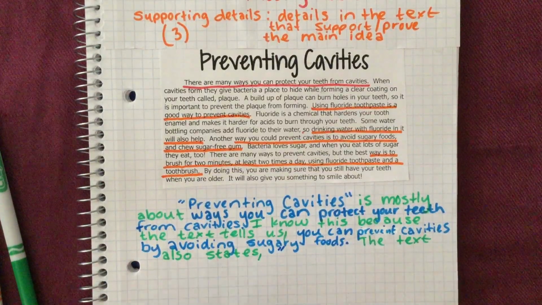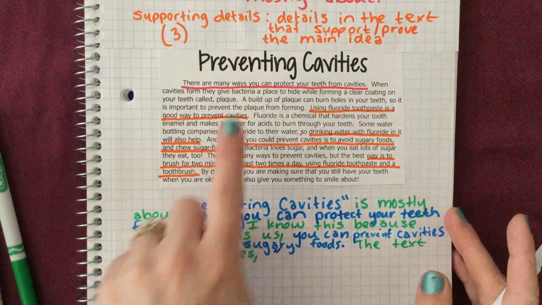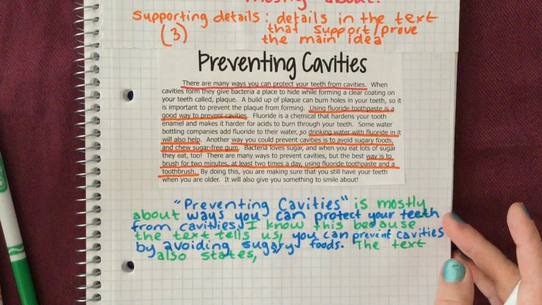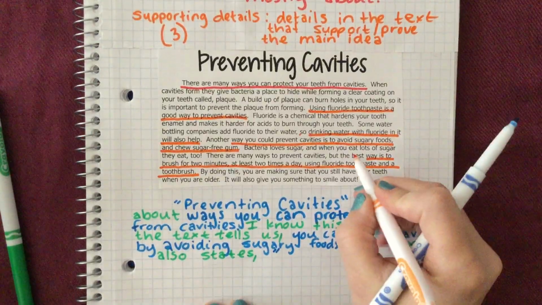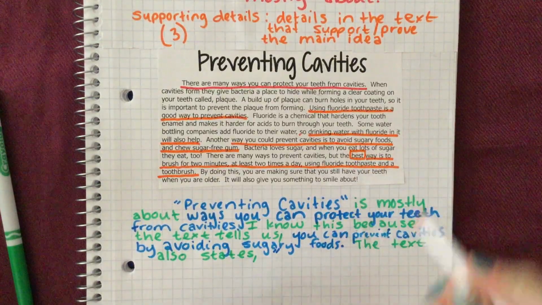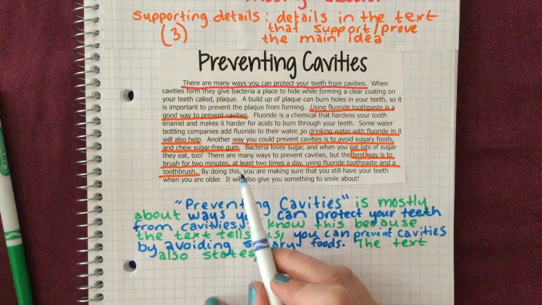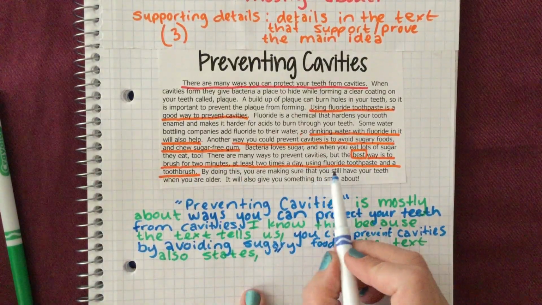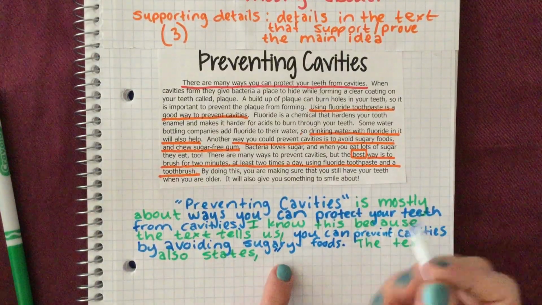Quotation marks, and I'm going to copy what I personally believe is the most important detail, the best way, because it says it right here. The best way. It says the word best in the text. The best way is to brush for 2 minutes, at least 2 times a day, using fluoride toothpaste and a toothbrush. I am going to write exactly those words.